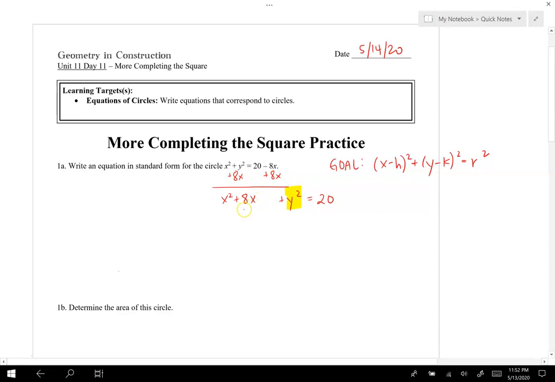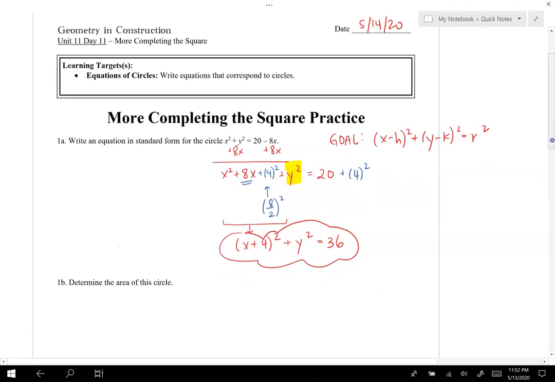We're going to take half this number. So here we've got plus 4 squared because you're taking half of 8 and squaring it. Then we've got to add that to the other side. So my next line will read x plus 4 squared plus y squared equals 36. Okay, not so bad.